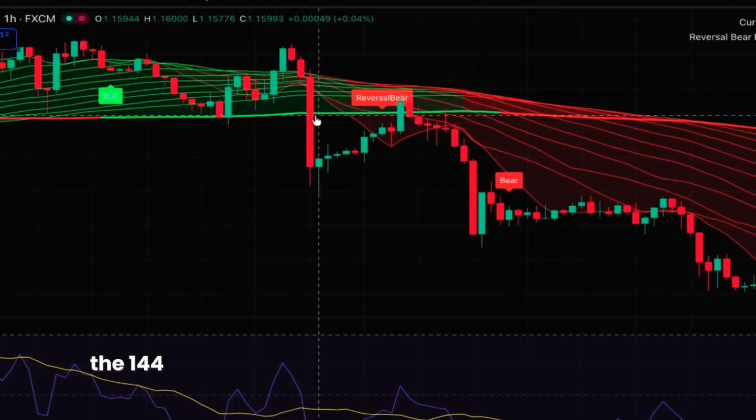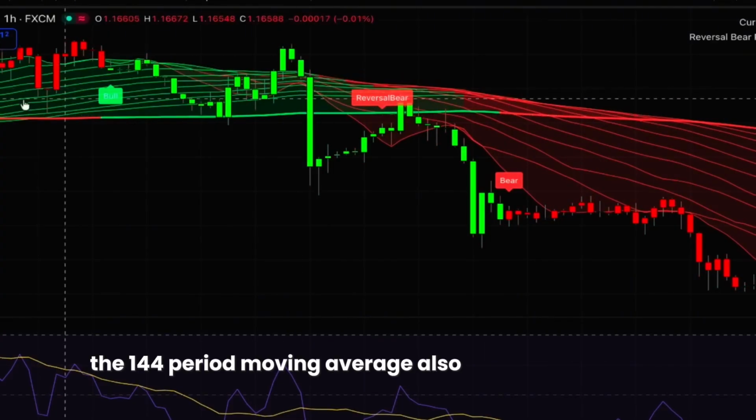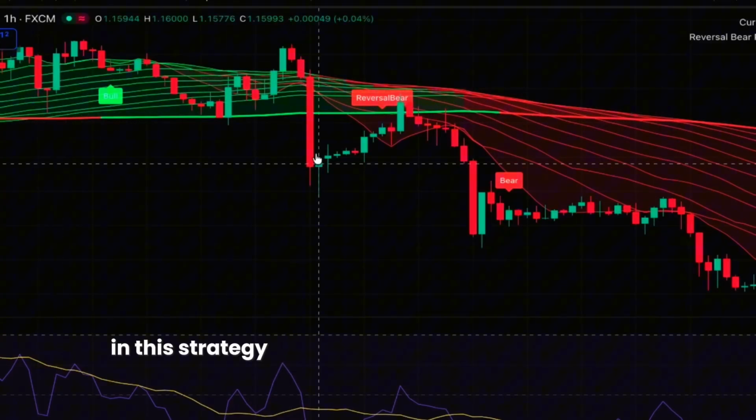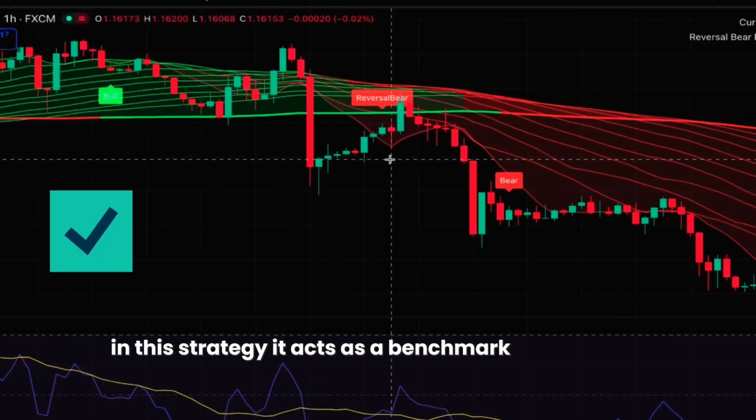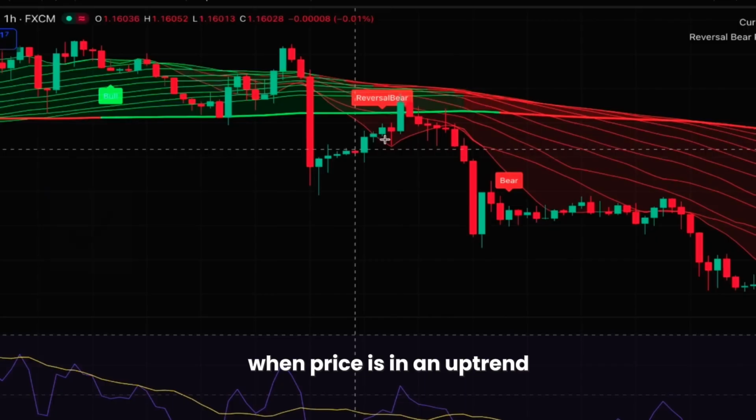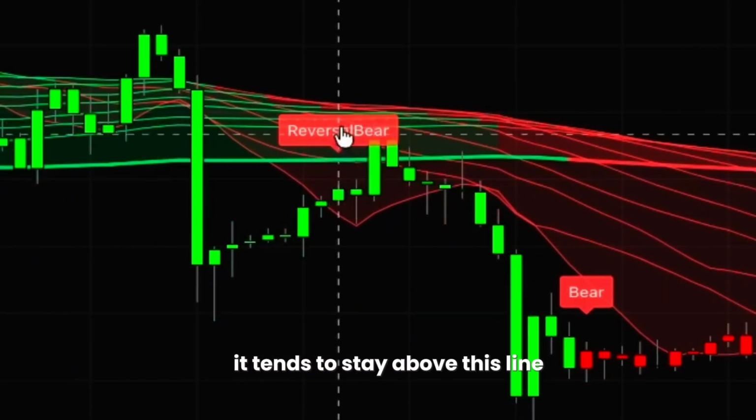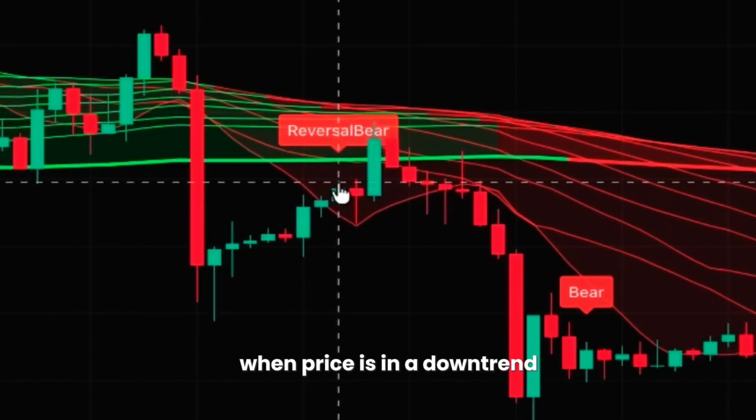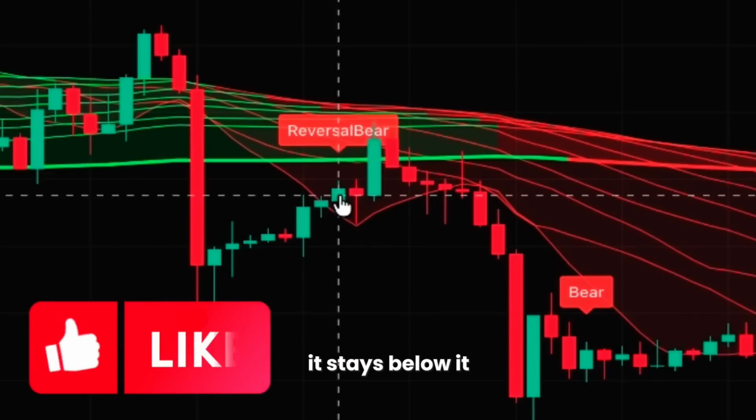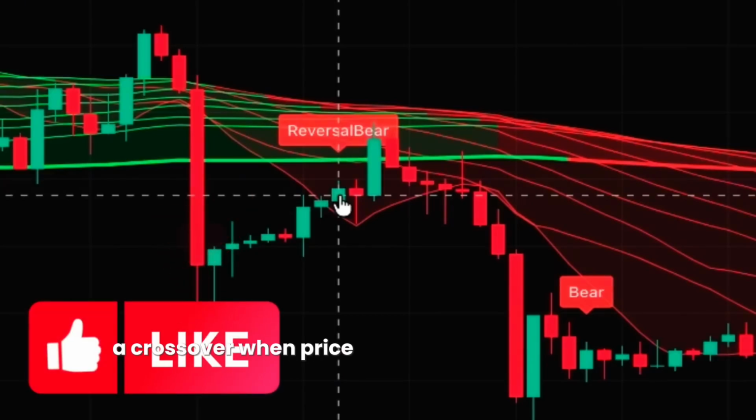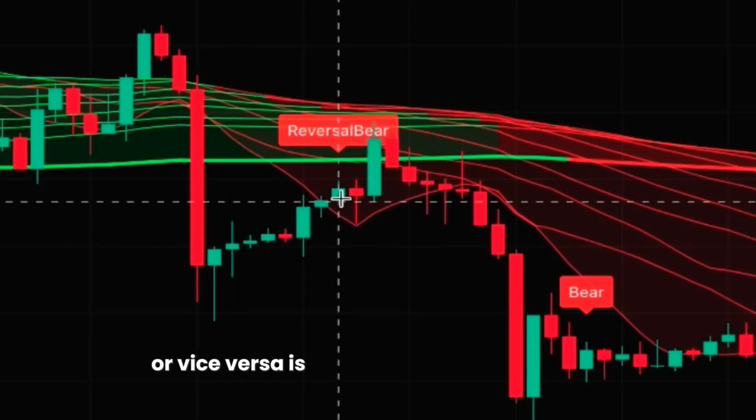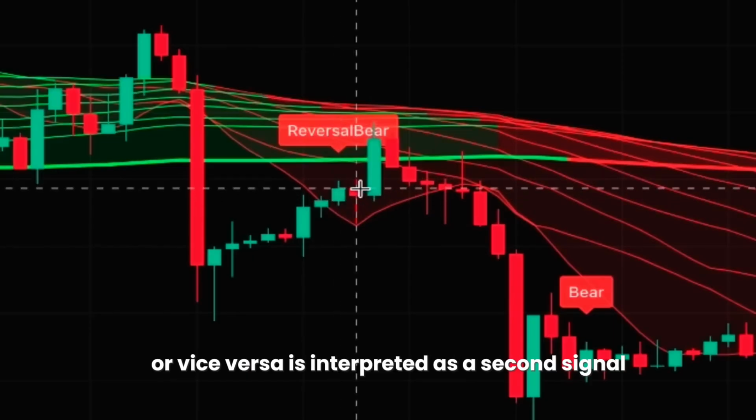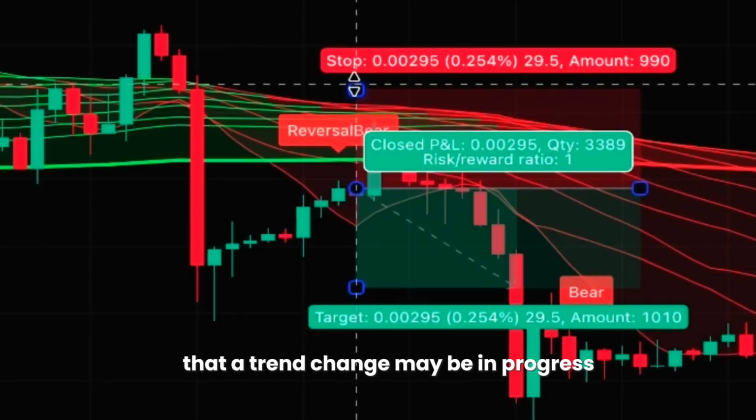The 144-period moving average also serves a key function in this strategy. It acts as a benchmark for evaluating trend direction. When price is in an uptrend, it tends to stay above this line. When price is in a downtrend, it stays below it. A crossover, when price moves from above the line to below it, or vice versa, is interpreted as a second signal that a trend change may be in progress.